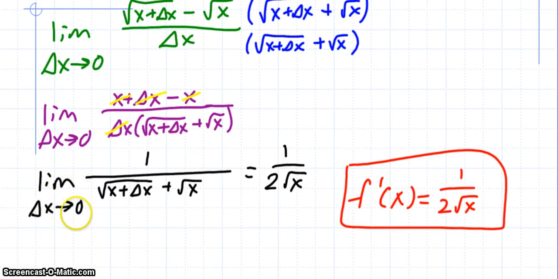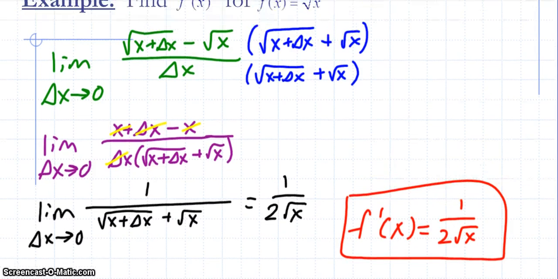and we get the limit as delta x goes to 0 of 1 over the square root of x plus delta x plus the square root of x. When we do direct substitution, the delta x becomes 0, and I end up with 1 over 2 root x. So f prime of x is 1 over 2 root x. Remember, we do not need to rationalize when we have a root of a variable in the denominator, only when we have a root of a number.